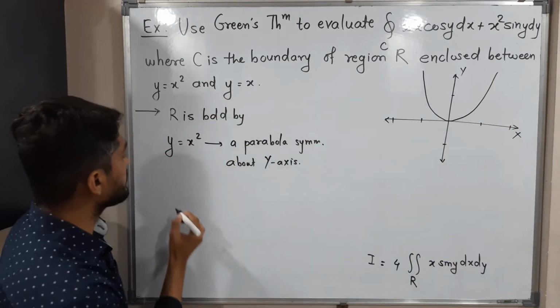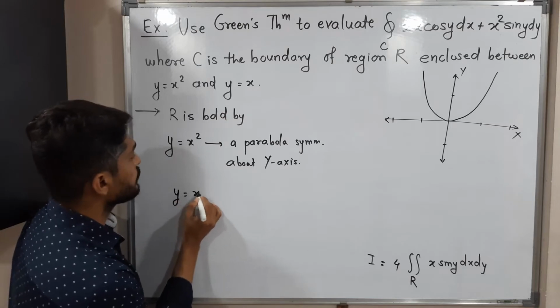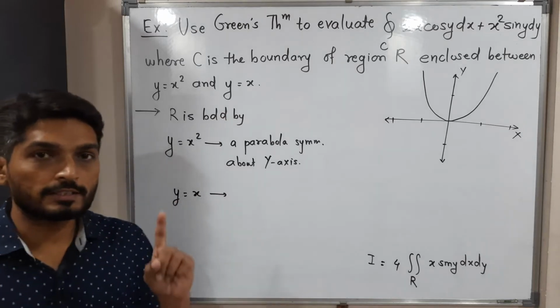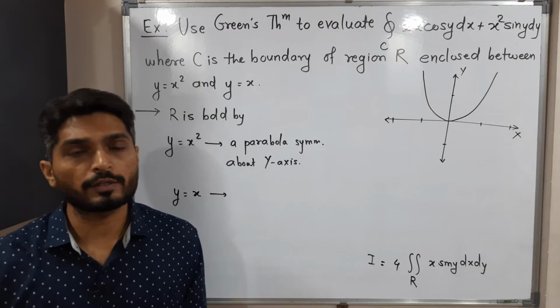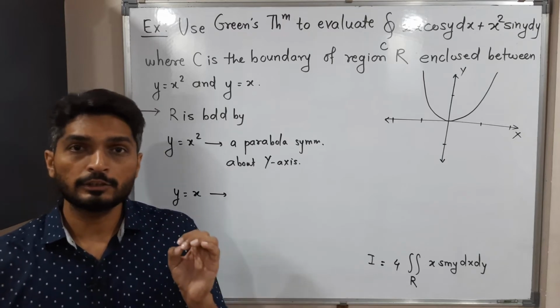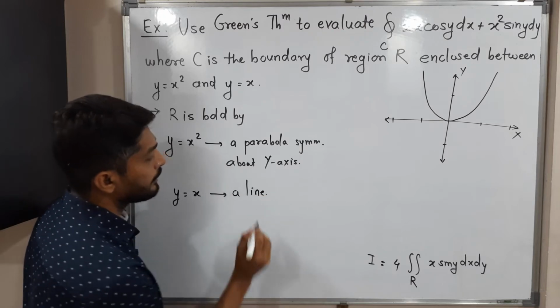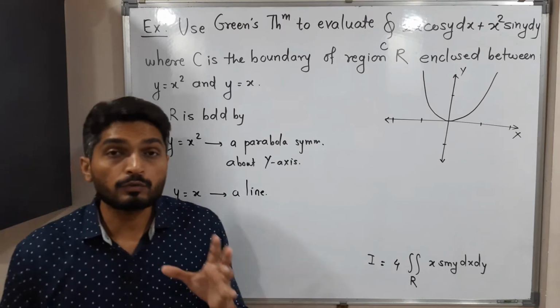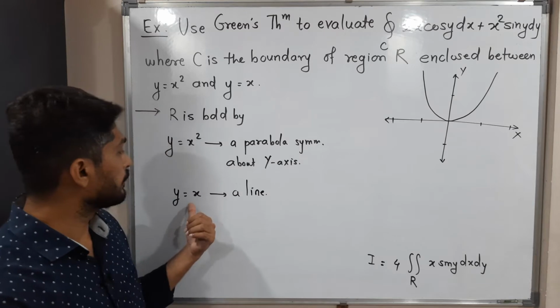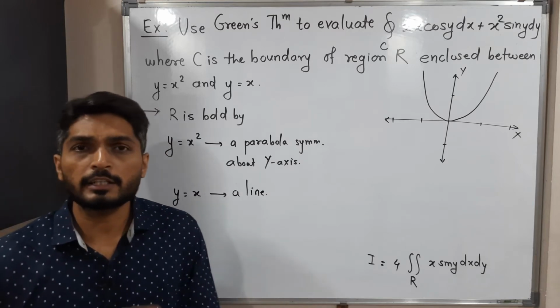What is the second curve? y is equal to x. As you can see here, the power of x is 1, the power of y is also 1. So definitely it represents a straight line. So this is a line, okay? Do you remember how to draw a line? That means how to find the line represented by this equation. The technique is very simple.